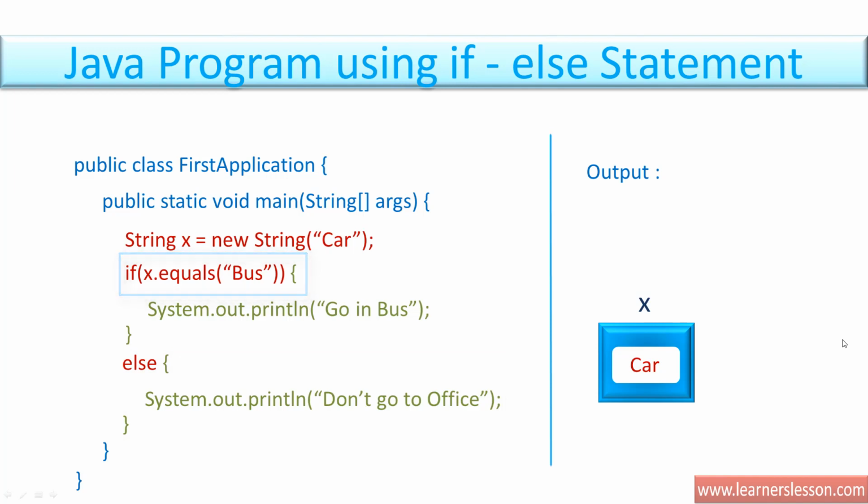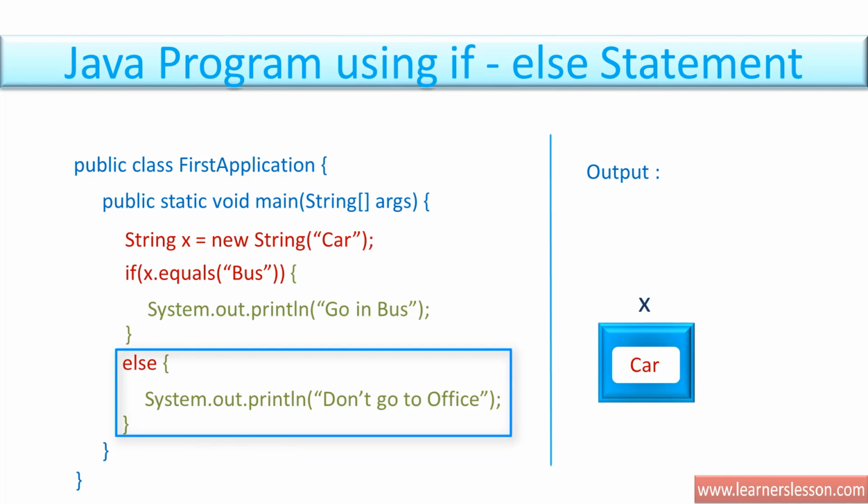Now what is there inside x? There is car inside x. And what is there inside the parameter of the equals method? There is bus inside the parameter of equals method. And these two are not equal. So Java will not be going into the block of this particular if statement. And if this particular if statement is not correct, it immediately comes to the else part.